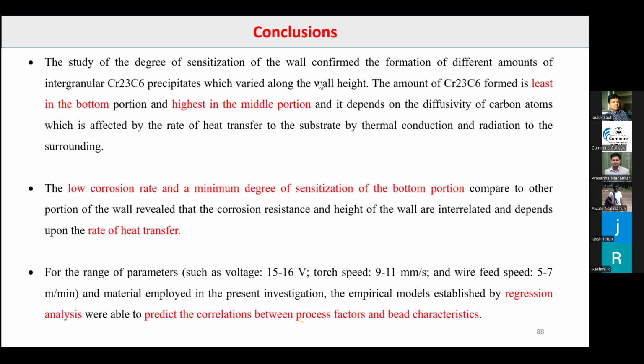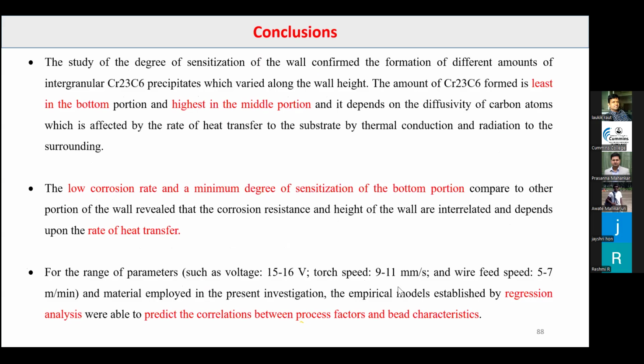Then I have performed the corrosion test over the samples, and the IGC phenomenon was observed. So intergranular corrosion was observed in the ASS part. The amount of chromium carbide is least in the bottom part and highest in the middle portion. Then there was a low corrosion rate and minimum degree of sensitization at the bottom part.